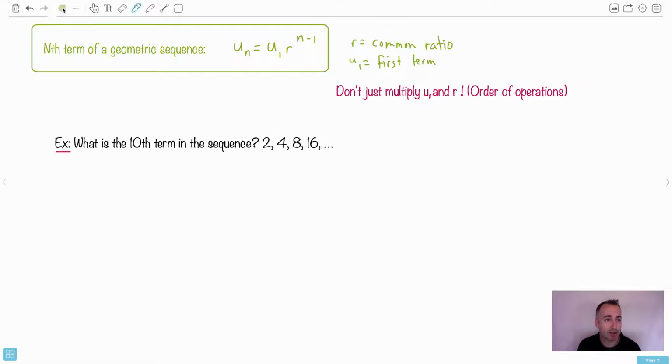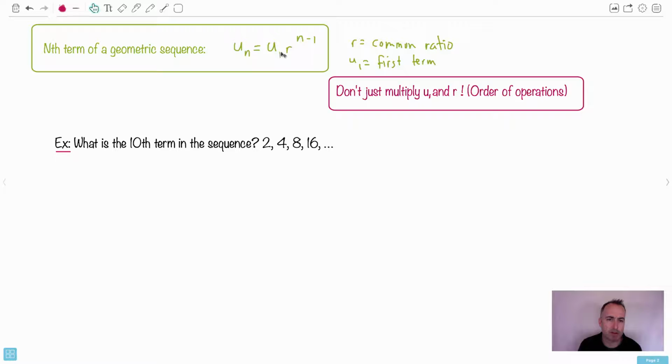And I could not stress this enough. This thing right here, it's the biggest mistake people make on these. Don't just multiply u1 and r. In other words, you might be tempted because you see this number times this number, think, oh, I just multiply those two. But no, you got to remember your order of operations. Remember PEMDAS, maybe you've called it that, right? So parentheses, exponents, multiply, divide, addition, subtraction.